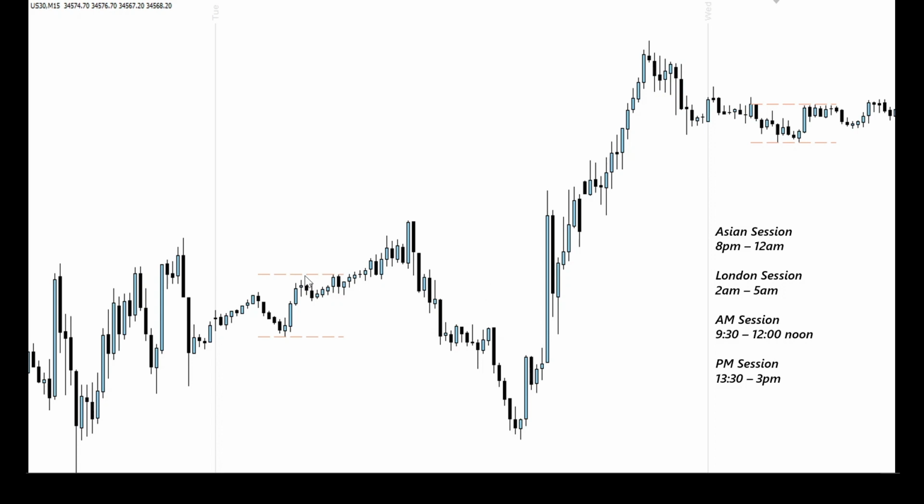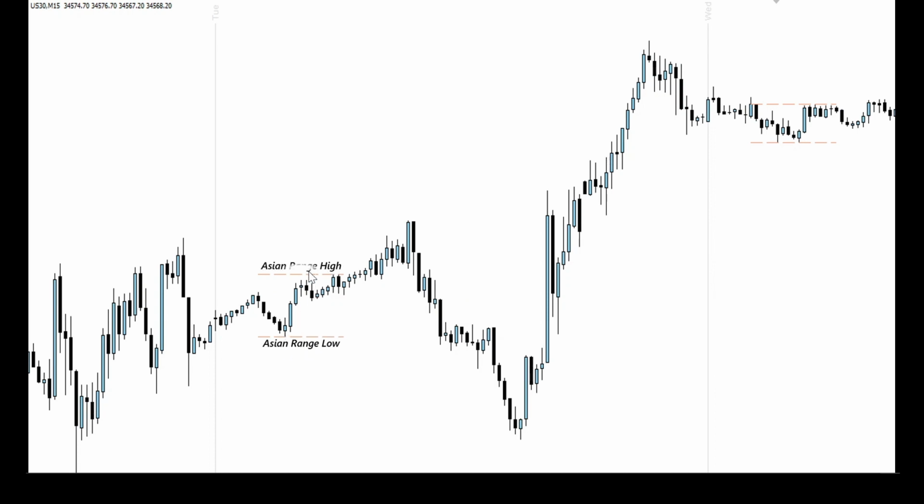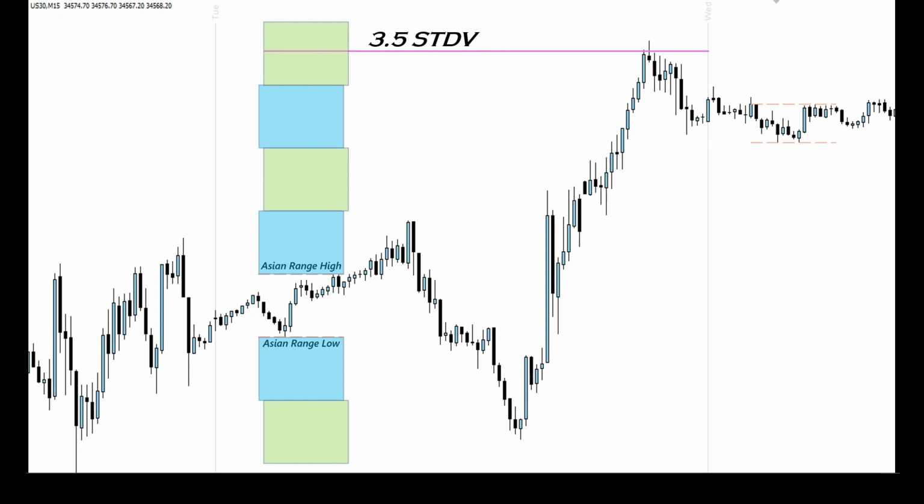Now, with our Asian range noted right here, we have the Asian range low and the Asian range high. And now we use our rectangle to define our Asian range from high to low. And we project above the Asian range high and below the Asian range low. So when we project below the Asian range low, we have one standard deviation, two standard deviation, and when we project above the Asian range high, we have one standard deviation, two standard deviation, three standard deviation, and four standard deviation, with a high of the day at 3.5 standard deviation, which goes above it a little bit.